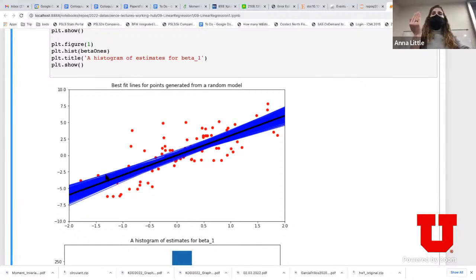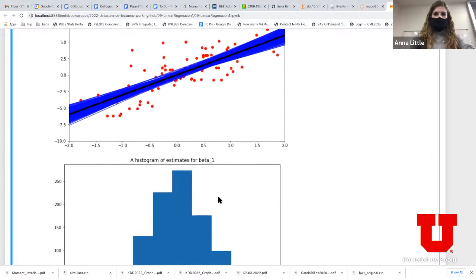Think about this beta 0 hat and this beta 1 hat that we're computing when we run linear regression. Think of them as random variables, right? They're random depending on the sample of data that we got. And we'll do some statistical inference about their properties.